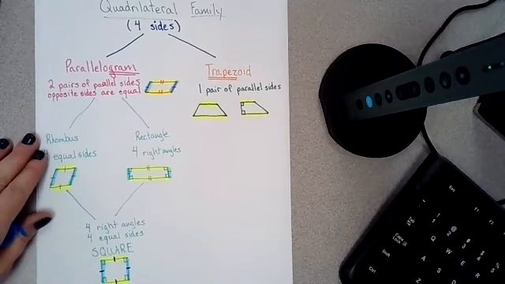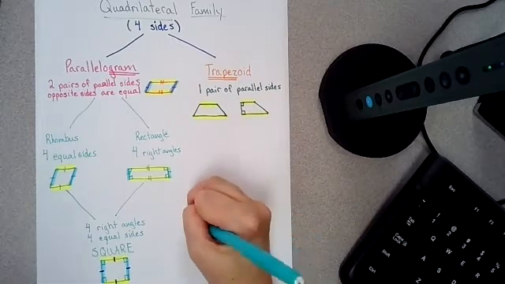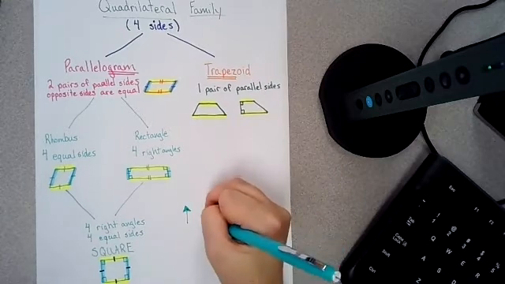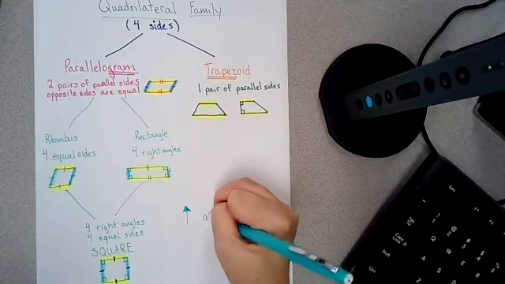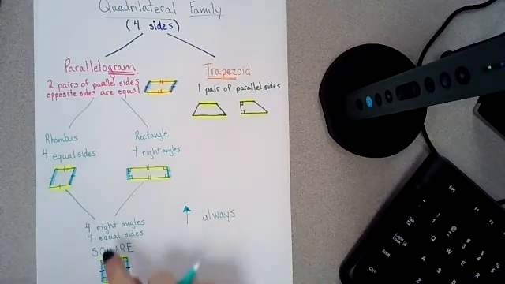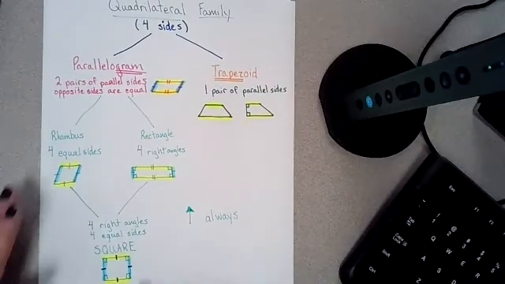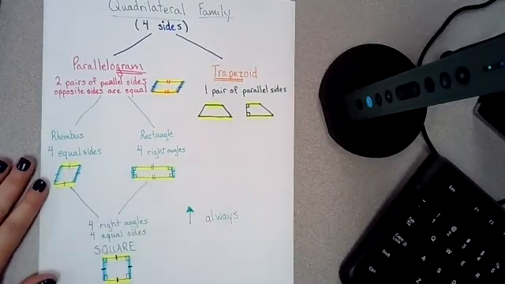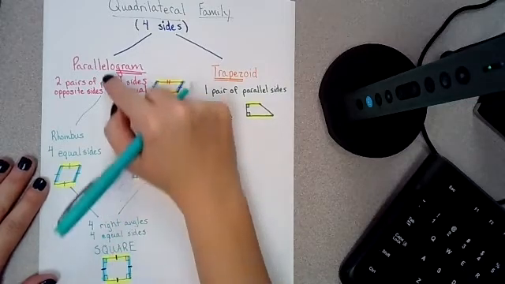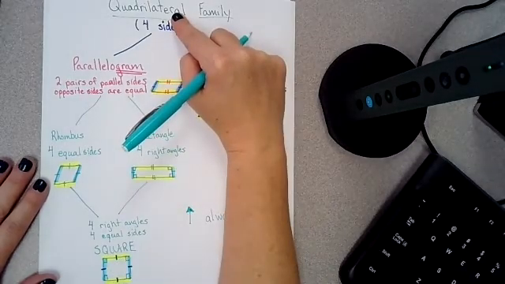Okay, so to sum up, draw an arrow over here. If you are asked these questions, the shape is always the things that are above it. If it's connected by a line to the things above it, it is always those things. So a square is always a rhombus. A square is always a rectangle. A square is always a parallelogram, and a square is always a quadrilateral, okay?